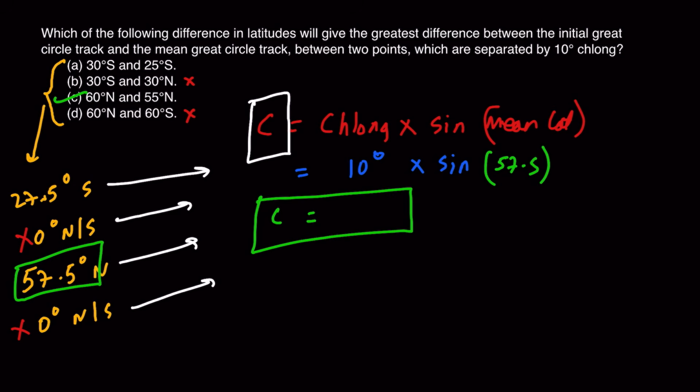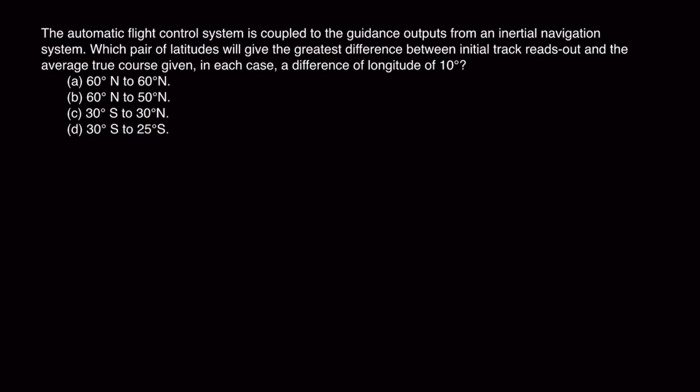Perfect. Six questions down. Looking at the next one. The automatic flight control system is coupled to the guidance outputs of an inertial navigation system. Which pair of latitudes will give the greatest difference between initial track readouts and the average true course given? In each case, a difference of longitude of 10 degrees.